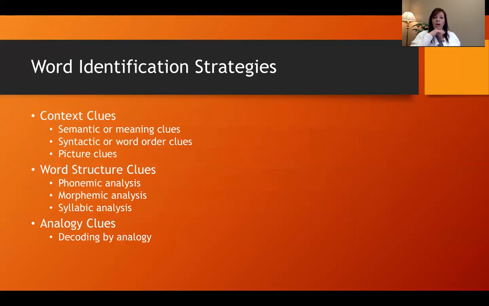Some of the word identification strategies, we've broken them into 3 groups. We have context clues, word structure clues, and analogy clues. For context clues, the first one we have is semantic or meaning clues. Semantics are the meaning of a word, phrase, sentence, or text. Oftentimes you'll hear, if people are arguing, they'll say, oh, now you're just getting into the semantics, the meaning of the words. That's a good way to remember what semantics are.